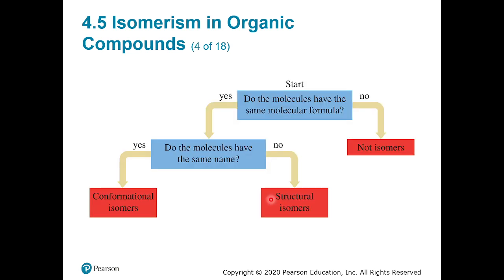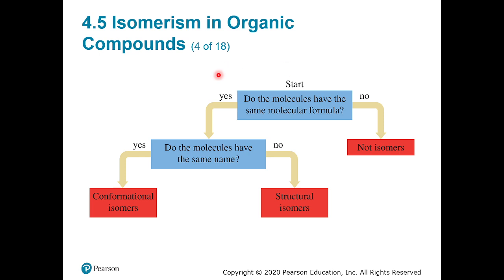Okay, so let's talk about this isomerism in organic compounds a bit more. We start right here. Do the molecules have the same molecular formula? If that's a no, then they're just not isomers. They're not related. You could have a C4 versus a C5, right? You have a different number of carbons. They're just different compounds.